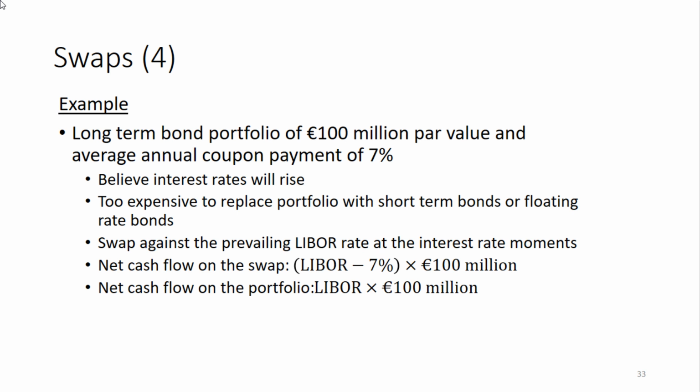Let's look at an example. Suppose that you are a long-term bond portfolio holder with a value of 100 million, and that the annual coupon payment is on average 7%. Suppose that you believe that interest rates will rise. Well, then you say, well, that's your strong vision.